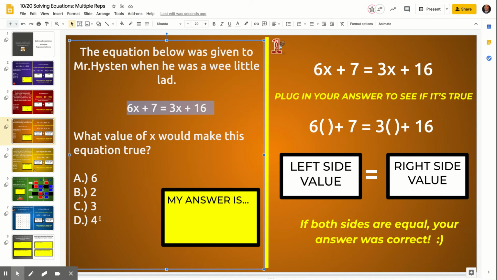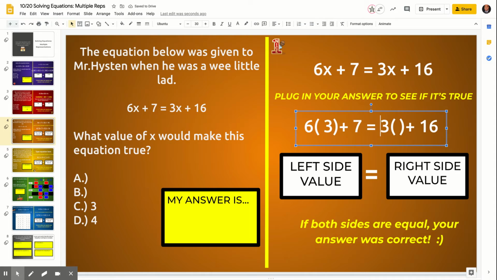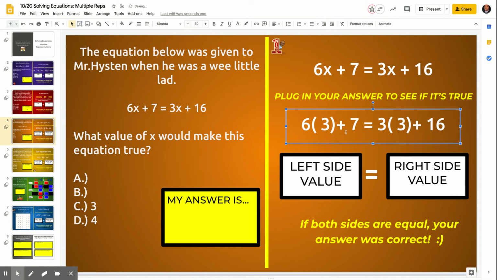Is it A, B, C, or D? To save you time, I'm telling you now it's not A or B. It's C or D. And you would just simply plug in. You have your equation here again. You would just plug in what it says. Plug in your answer to see if it's true. So if you think it's C, 3, plug in 3 for your x's, because that's what substitution is. And so is it true that 6 times 3 plus 7 is equal to 3 times 3 plus 16? If it is, then your answer is C.